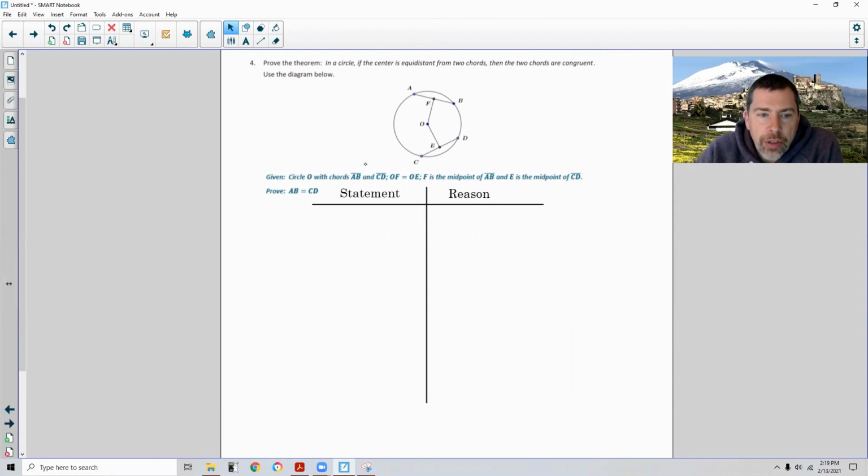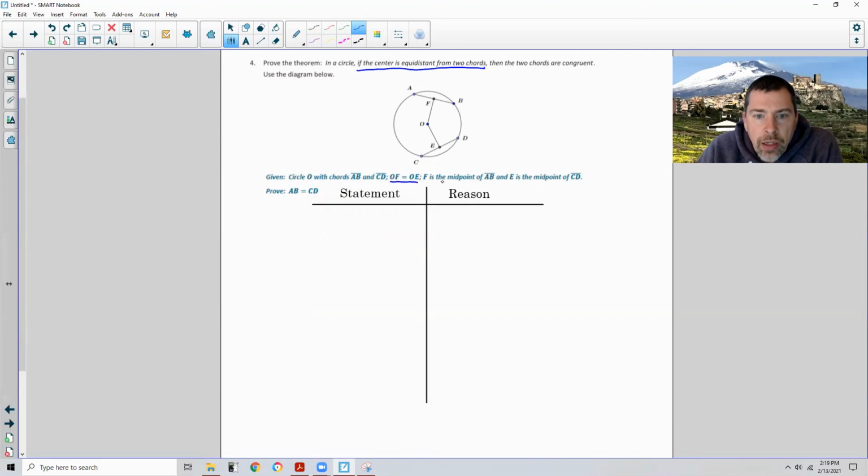Use the diagram below. So what are we given? Circle O with chords AB and CD. And then we're given segment OF equal to OE, because it says right here, if in a circle the center is equidistant from two chords. So that's our if statement. The center is the same distance from the chords. That means OF is the same distance as OE.